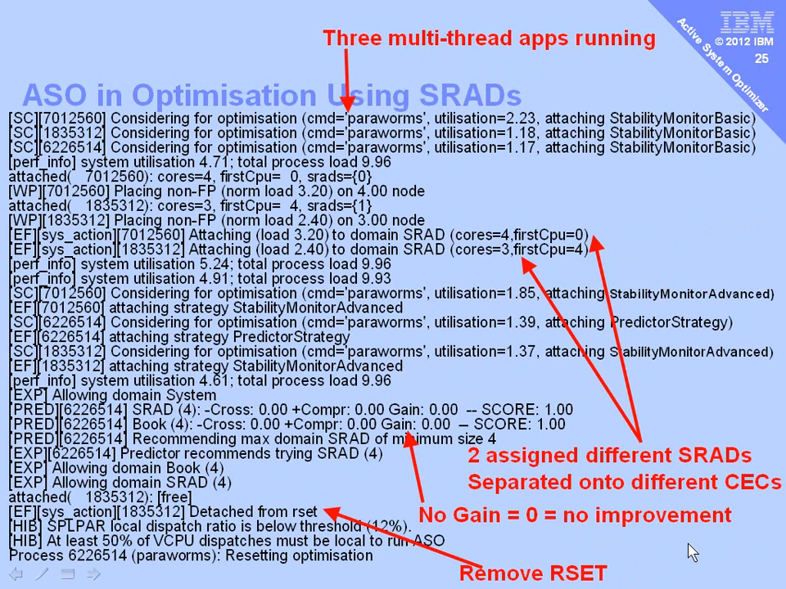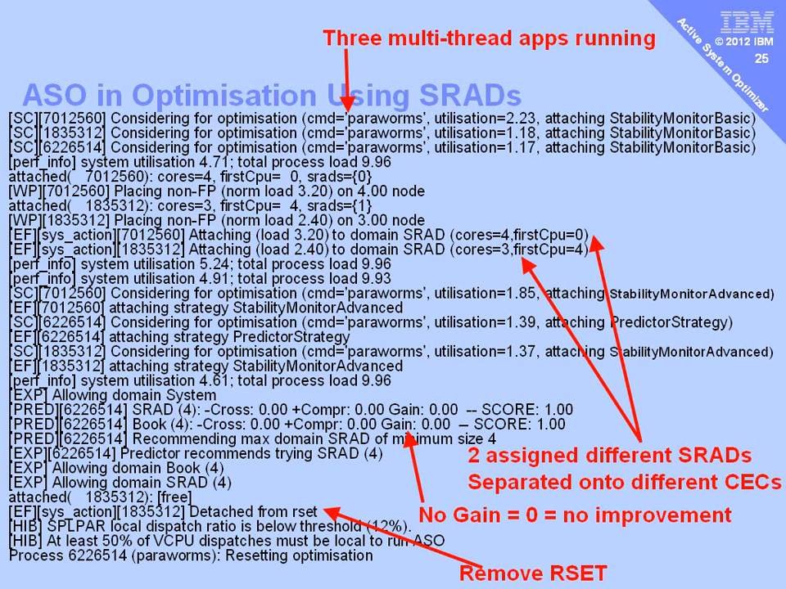So now we start up 3 copies of my paraworms application using different numbers of threads and different settings. In the middle here we found that it's got 2 SRADs that it's using. If you look at the number of cores and the CPU number and compare that to the lssrad command, you'll see it's neatly splitting those 2 paraworms, so it'll actually be running on 2 different chips in 2 different books. So that does make a great deal of sense.